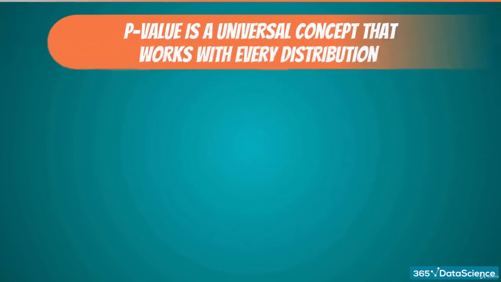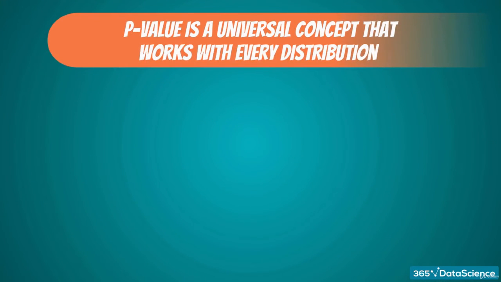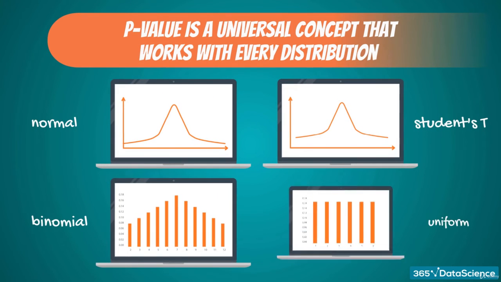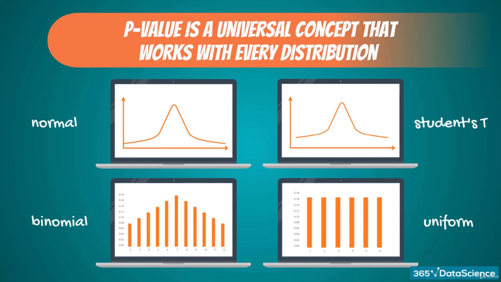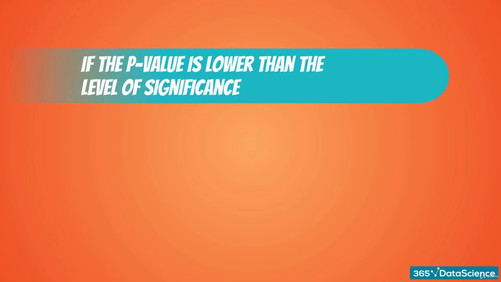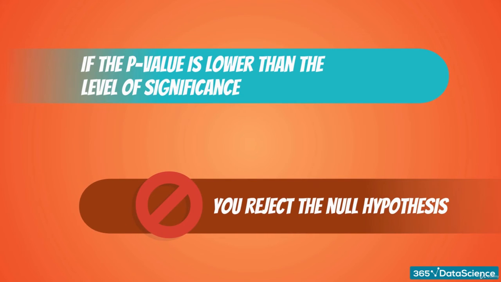The final consideration is that the p-value is an extremely powerful measure, as it works for all distributions. No matter if we are dealing with the normal, student's t, binomial, or uniform distribution. Whatever the test, the p-value rationale holds. If the p-value is lower than the level of significance, you reject the null hypothesis.